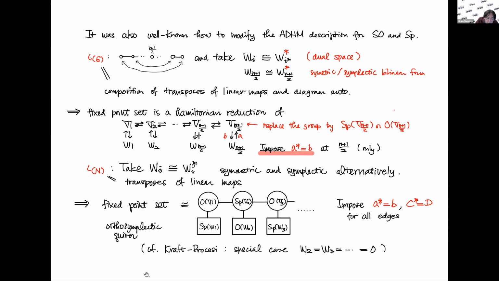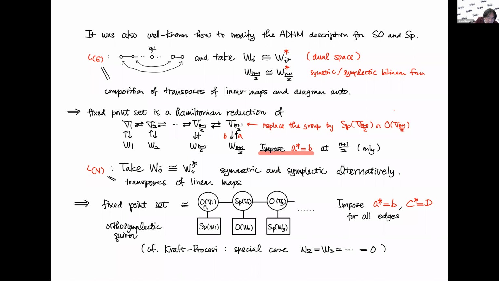In this particular situation, Kraft and Procesi studied Hamiltonian reduction, and they show that this Hamiltonian reduction is a nilpotent orbit closure for the classical groups. They used this description to show that many nilpotent orbit closures are normal, and also in some cases nilpotent orbit closures are not normal. So they have an explicit criterion for the normality of the nilpotent orbit closure.